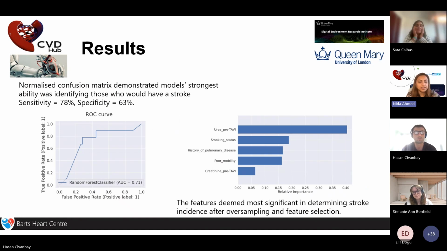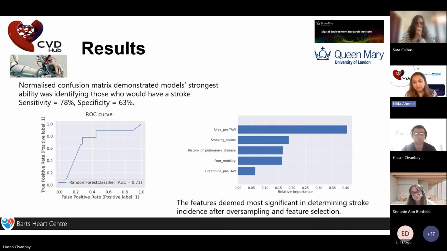Right, so here I'm going to just take you through the results of the classifier. The normalized confusion matrix showed that the strongest performance of the model came from its ability to identify those who would go on to have a stroke, which was very helpful for what our task was. Sensitivity was 78%, specificity was 63%, and we got an ROC of 0.71.